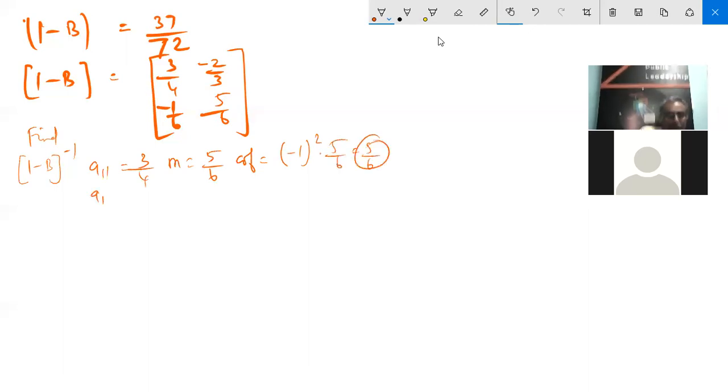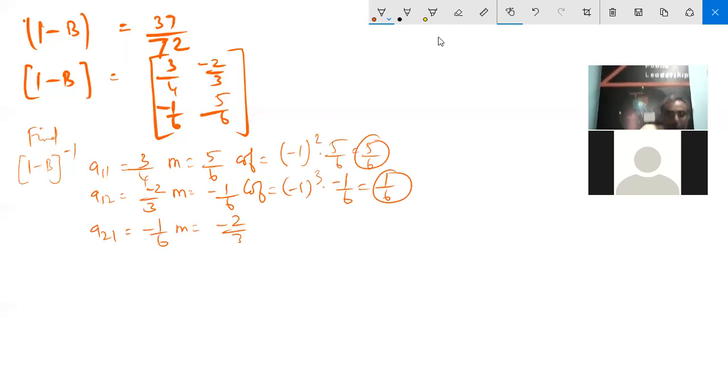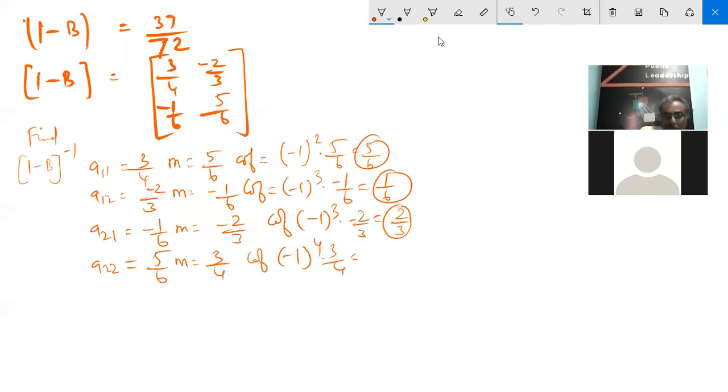Okay. A of 1, 2 is equal to minus 2/3. Minor is equal to minus 1/6. Cofactor is equal to minus 1 cubed into minus 1/6. That is equal to 1/6. A of 2, 1 is equal to minus 1/6. Minor is equal to minus 2/3. Cofactor is equal to minus 1 cubed into minus 2/3. That will be positive, plus 2/3. A of 2, 2 is equal to 5/6. Minor is equal to 3/4. Cofactor is equal to minus 1 to the power of 4 into 3/4. That will also be positive 3/4.